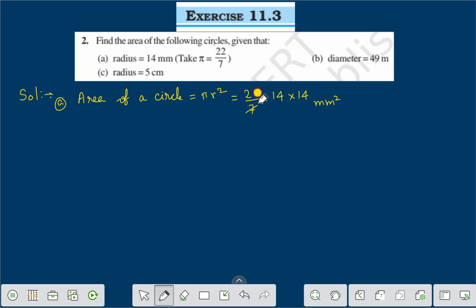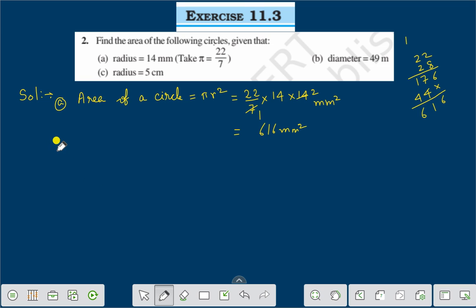If we divide this, 7 into 2 is 14, and if we multiply it, 2 into 14 is 28. Therefore, multiply 22 with 28. 8 2s are 16, carry 1, 6. 8 2s are 16 plus 1 is 17, 176. 2 into 2 is 4, and 2 into 2 is 4. 7 plus 4 is 11, carry 1. 4 and 5 and 6, it is 616. That is, the answer is 616 millimeter square.